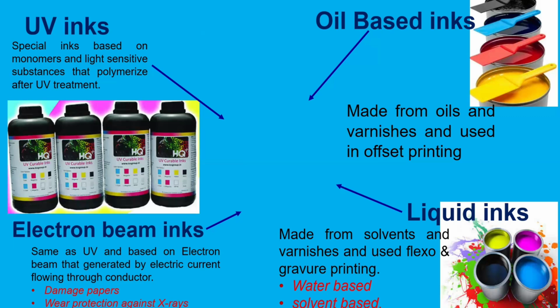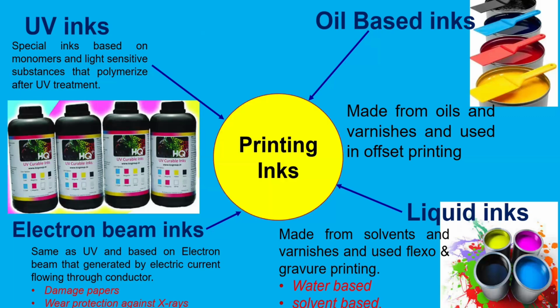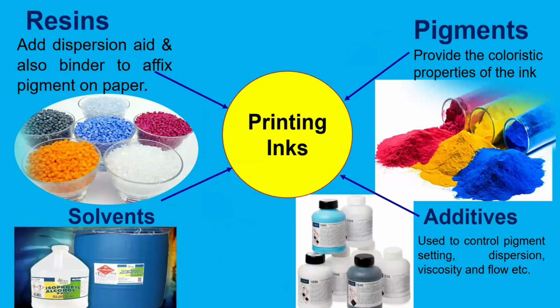Then another important type of ink, liquid inks. Liquid inks are made from solvents like ethanol, ethyl acetate, ether, or glycols, and then varnishes, and are used in flexo and gravure printing. Now, liquid inks are divided into two types: water-based and solvent-based. In water-based inks, we use water as a solvent that helps us dissolve the resins to work as a carrier in the printing inks.